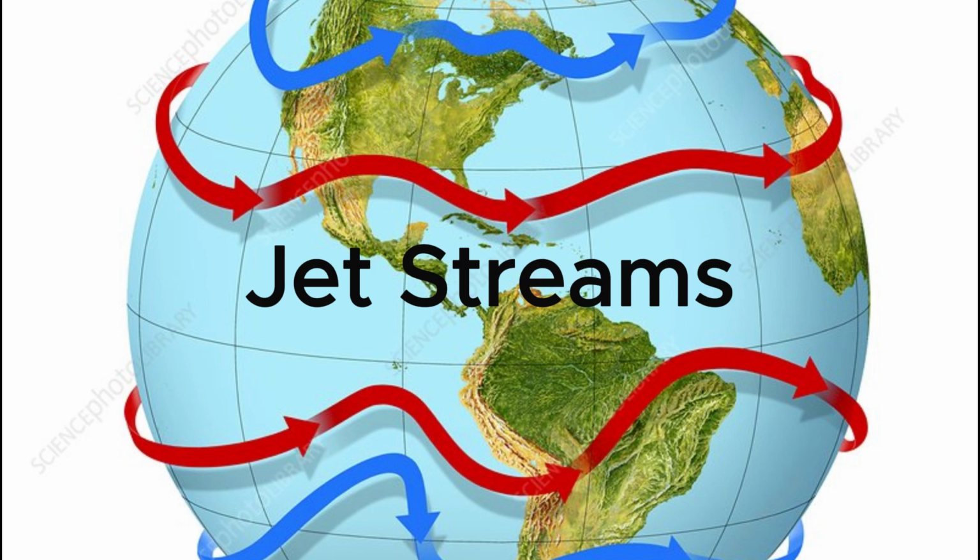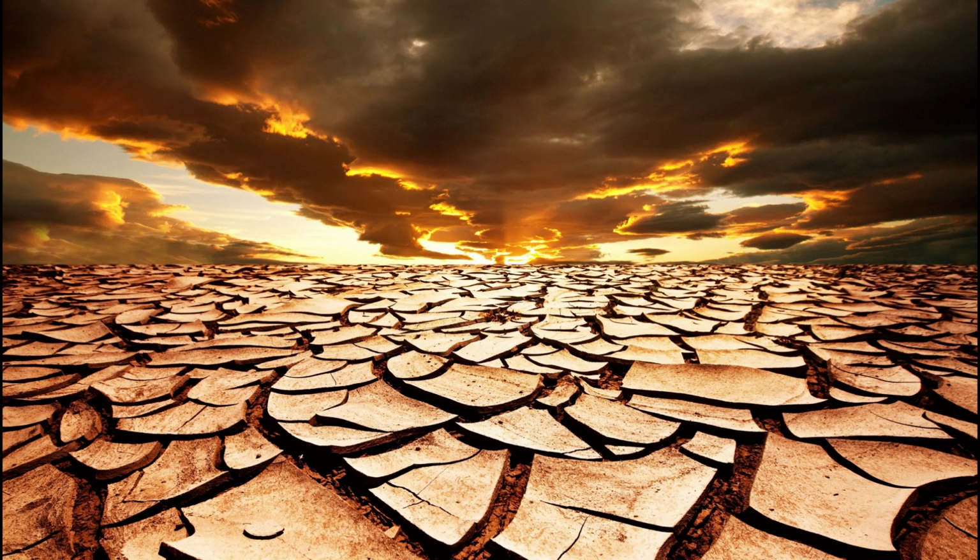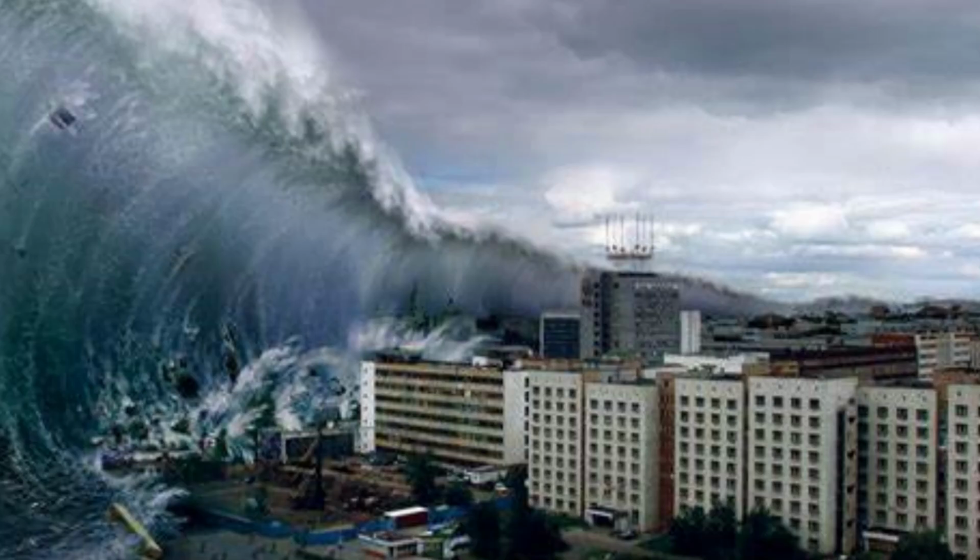Disruption of ocean currents can alter the position and strength of jet streams, which are fast-flowing air currents in the atmosphere. This can lead to unpredictable and extreme weather patterns, such as prolonged droughts, intense storms, and shifting climate zones.